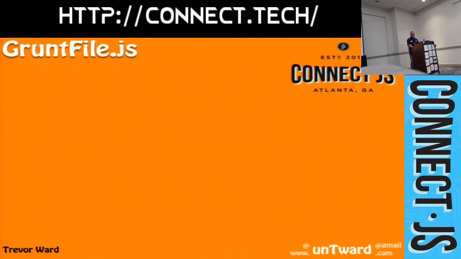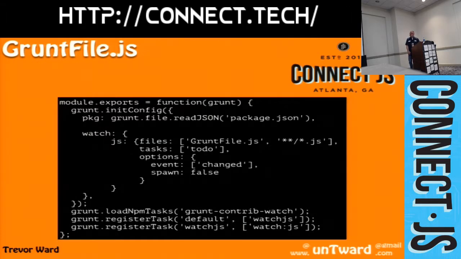Grunt files. Gruntfile.js is the main configuration file where you set up all the tasks you want to run. And as you'll notice, it's a standard CommonJS singleton using the module.exports.